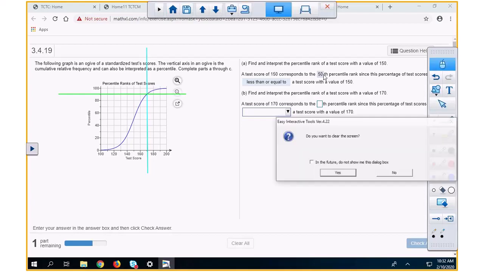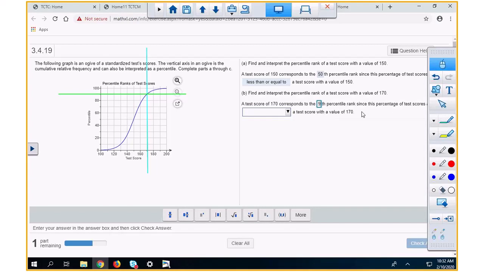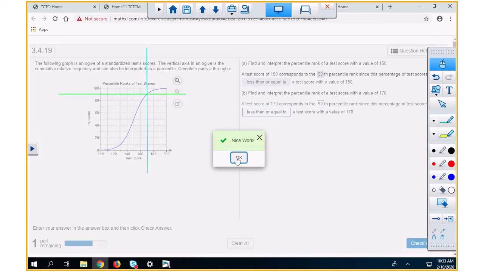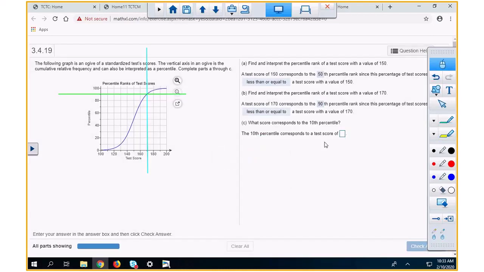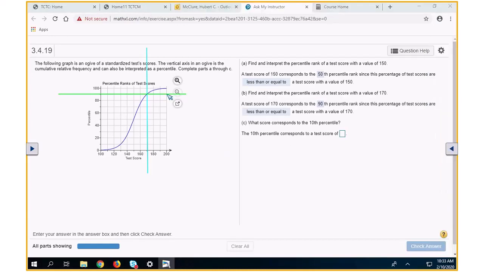So punch that in, 90th percentile, and less than or equal to. Tenth percentile. 10th percentile, dang old, right there. That's the 10th percentile. And now, that's going to be a score of what? 130?